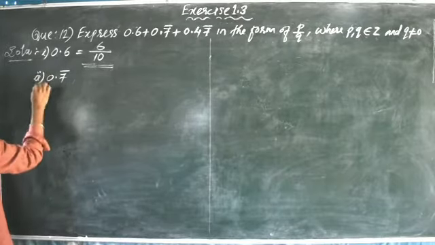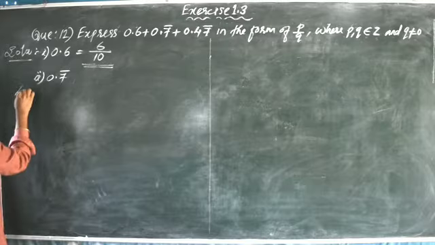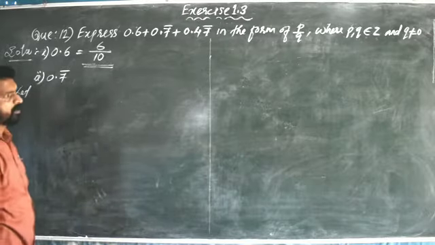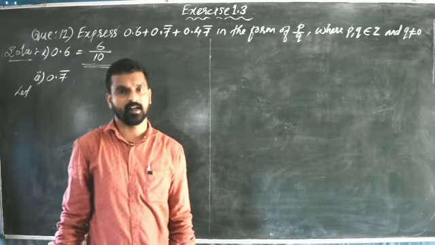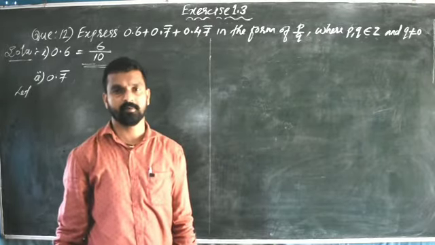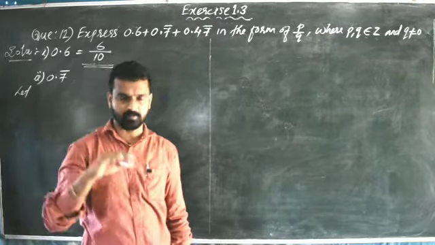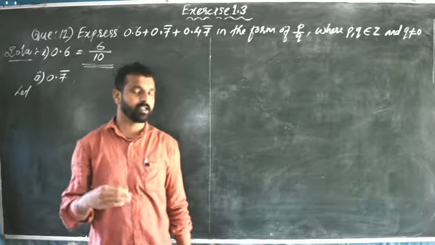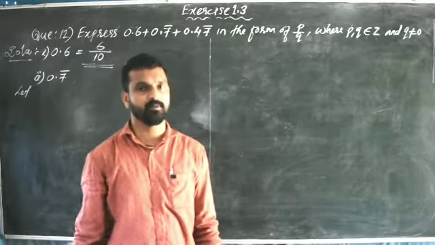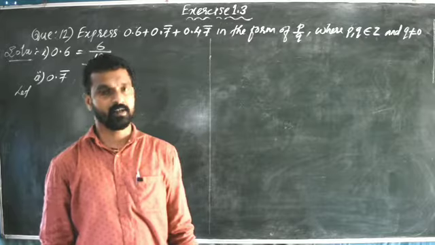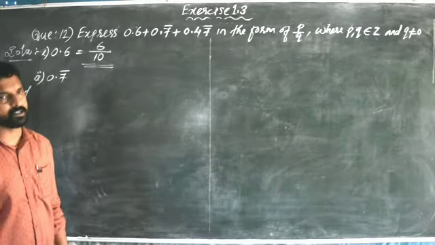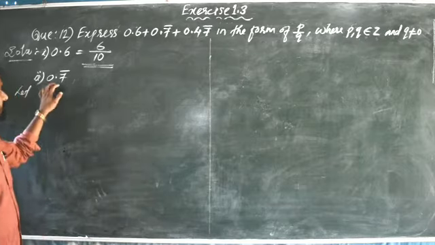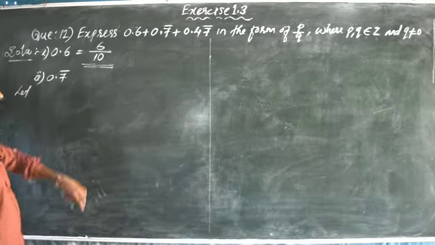The second one is 0.7 bar. Already we have studied how to represent these rational numbers in the form of P by Q, that is, non-terminating recurring decimals, how they can be represented in the form of P by Q. In question number 3 we have studied that. Just revise question number 3 once more, then you will understand. Now here we have to express 0.7 bar in the form of P by Q.